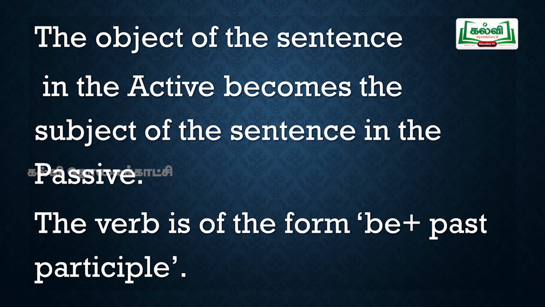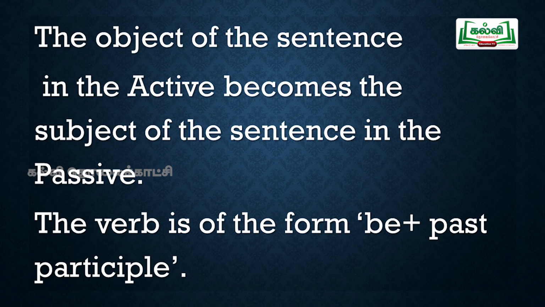Similarly, observe the sentence again. Shaker bought what? An apple. It is the object. The object of the sentence in the active voice becomes the subject of the sentence in the passive. And note that the verb is of the form be plus participle.